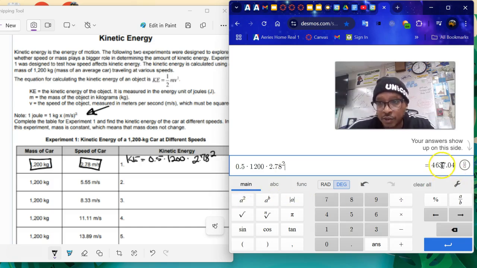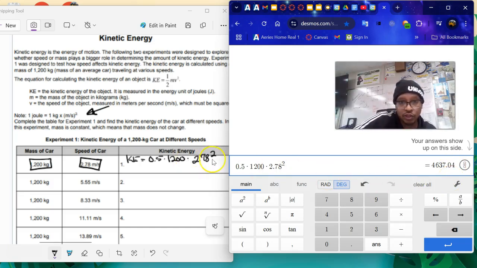And then it comes out to be 4,637, and we're going to round to one decimal place. So that would be 4,637.0 because, 5 or more, up the score, 4 or less, let that joker rest.